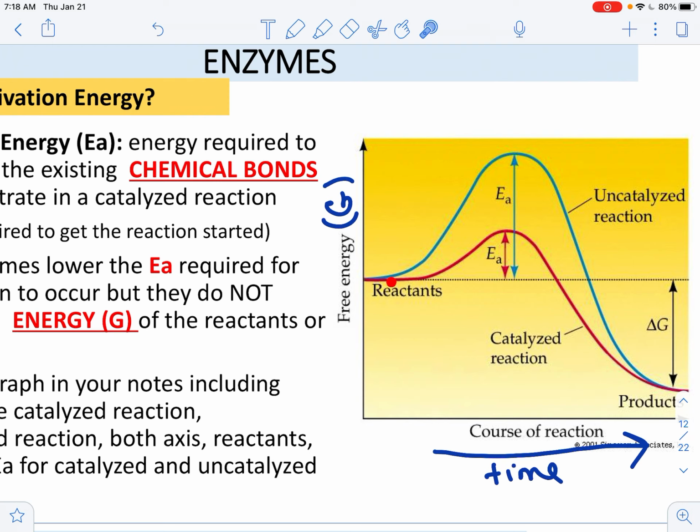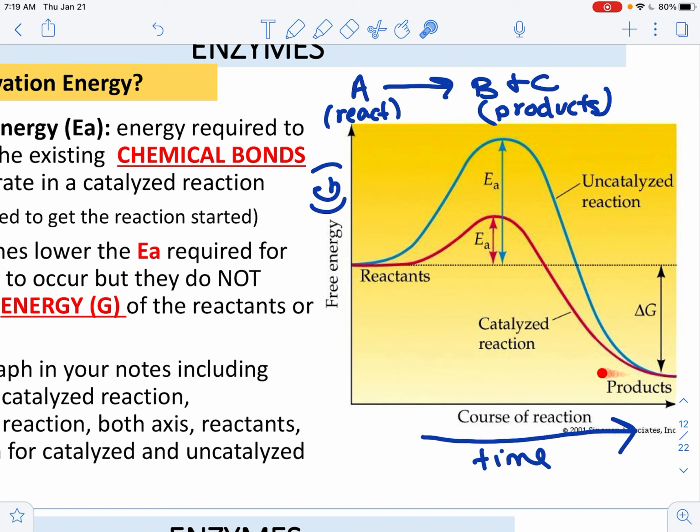You can see here, remember we talked about the reactants, let's say you have A, and you're breaking that down into B and C. Our reactants would be A, and our products would be B and C. A, whatever that molecule is, has a certain amount of energy stored in the bonds, a certain amount of free energy, or G. So let's say in this graph, this is A, my reactants, and my products down here are B and C.